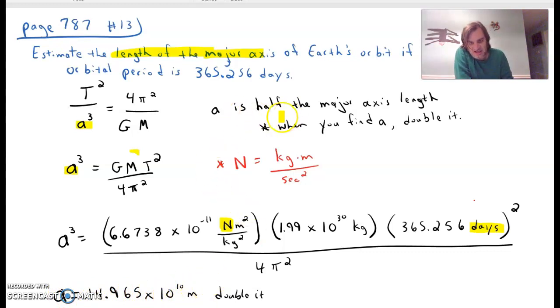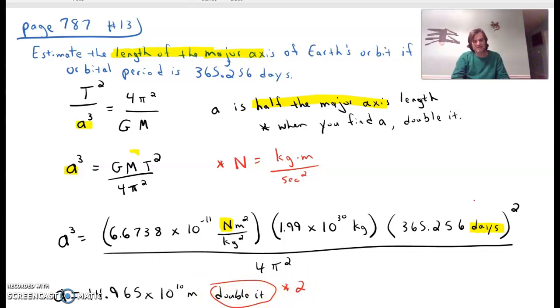And remember that A was half the major axis, and we're actually looking for the length of the major axis. So down here when we get to the end where we say double it, we will multiply that by 2. So the A is not our answer, but if we double that, we will get the answer we want. So if we multiply that by 2, it'll be about 30 times 10 to the 10 meters. Alright, so you can play with the units and work through that, but it does work out.